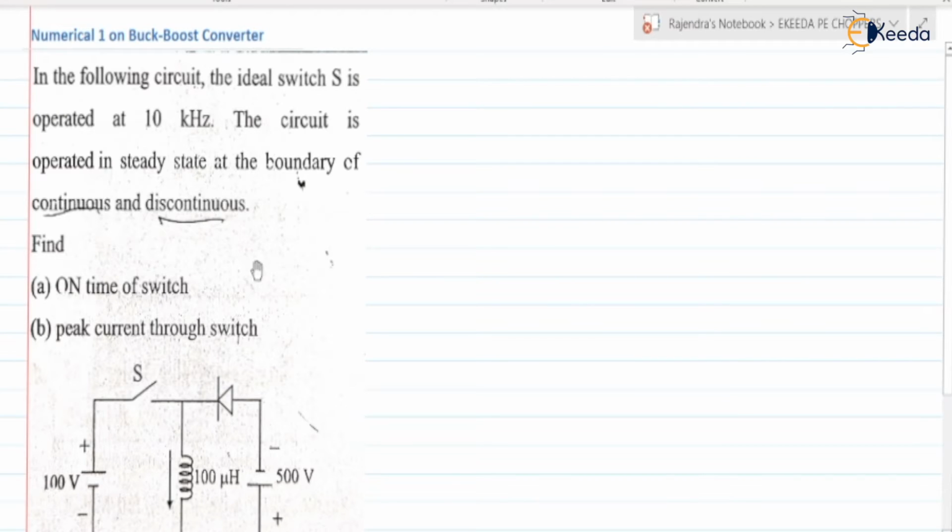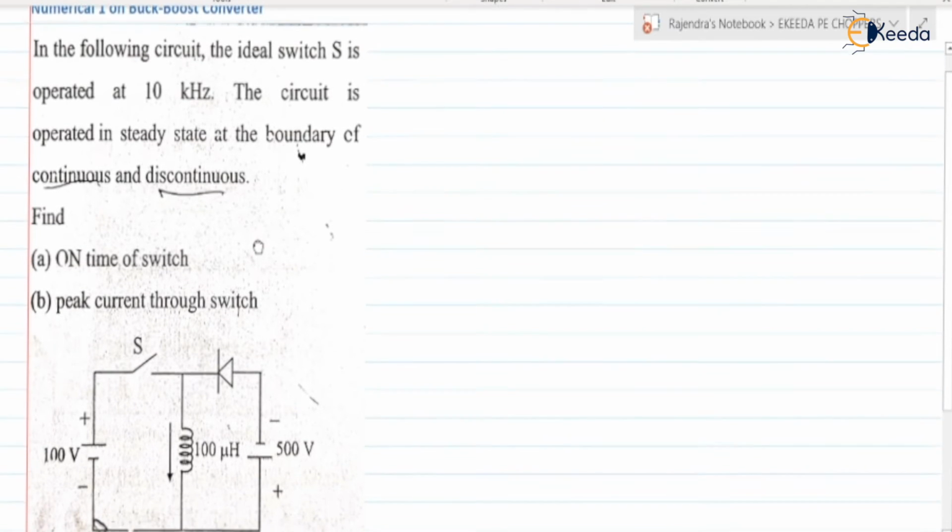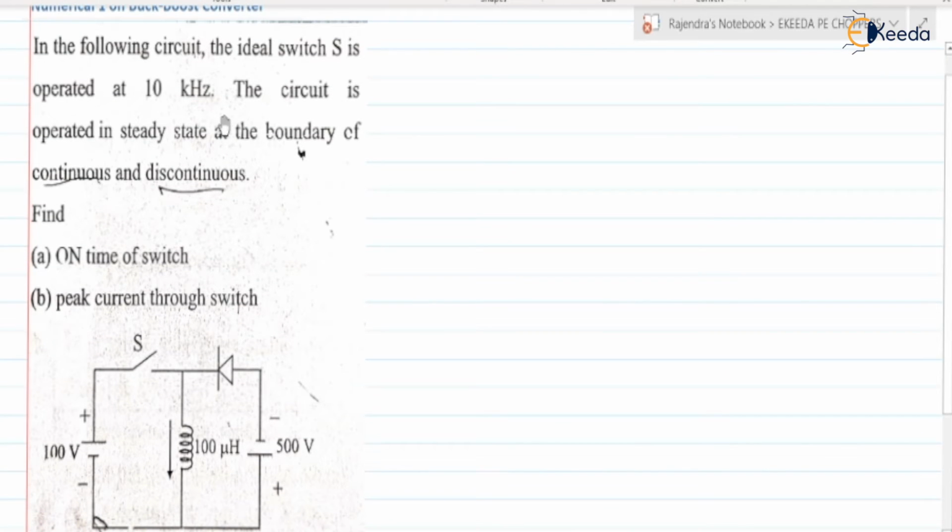In the following circuit, the ideal switch S is operated at 10 kilohertz. So the switching frequency F is equal to 10 kilohertz. The circuit is operated in steady state at the boundary of continuous and discontinuous, which means it is just continuous only. Find the on time of the switch, and the second part is the peak current through the switch. So this is the given data.